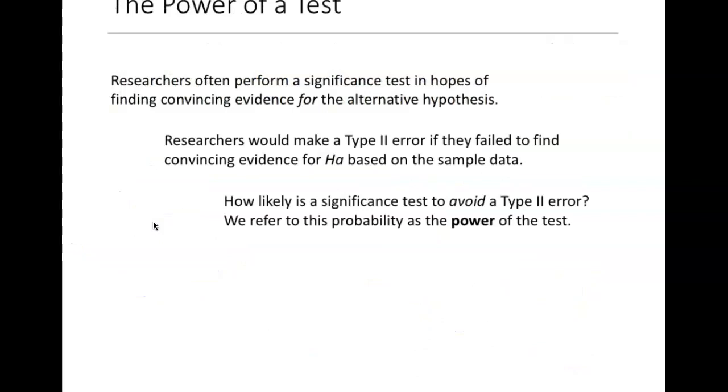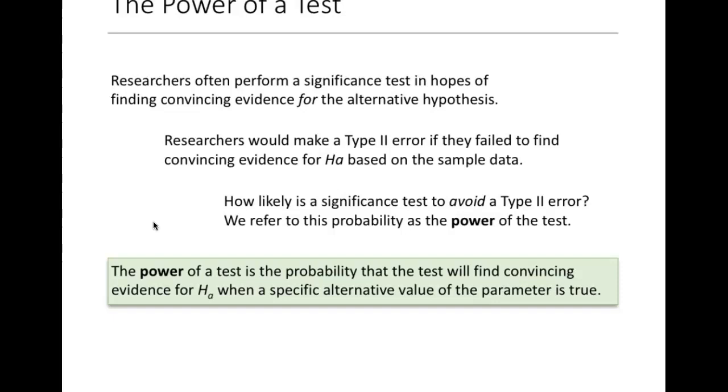So that's linked to this thing called the power of a test. Researchers often perform a significance test in hopes of finding convincing evidence for the alternative hypothesis. And we could make a type 2 error if we failed to find convincing evidence based on the sample data, when in reality we should have rejected the null hypothesis. So how likely is a significance test to avoid a type 2 error? We refer to that probability as the power of the test to reject the null hypothesis.